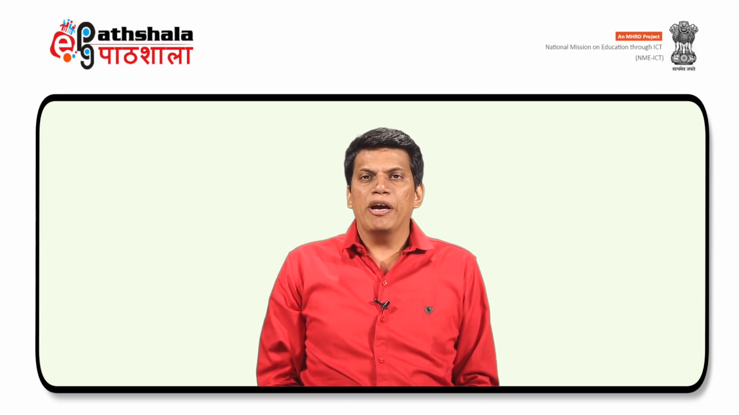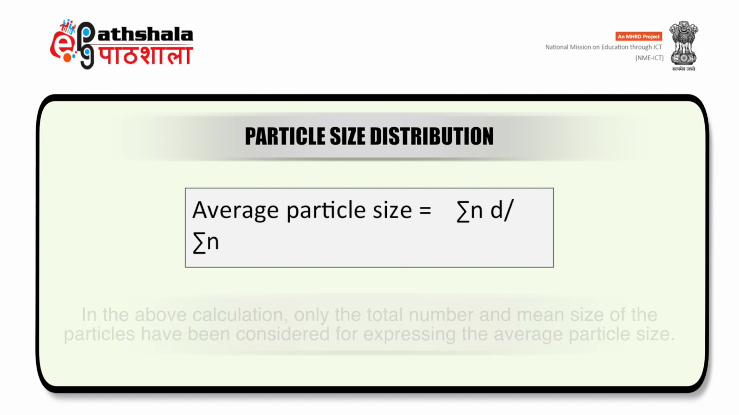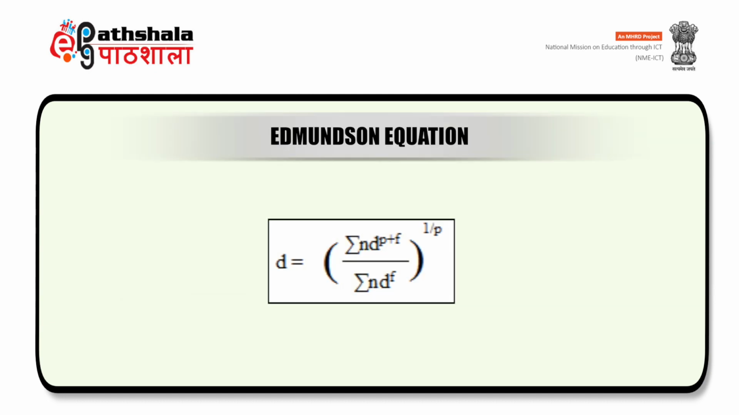Thus, we need an estimate of the size range present and the number of particles in each particle size, and from this we can derive the average particle size of the collection of particles given by the following equation. Important to understand, in the above calculation, only the number and mean size of particles have been considered for expressing the average particle size. Certain modifications in the calculation can be done in order to take into account the surface and volume of the particle. Such a modified equation for calculation of average particle size is termed the Edmondson equation, given by the following.